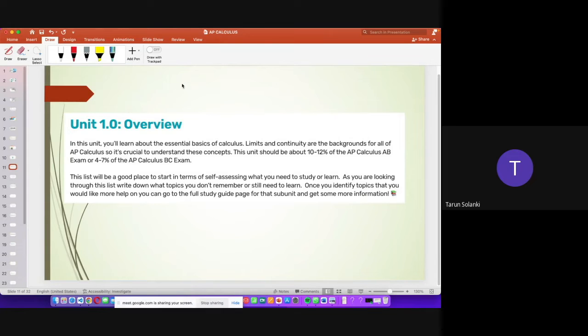So this list will be a good place to start in terms of self-assessing what you need to study or learn. As you look through the list, note the topics you don't remember and still need to relearn. Once you identify the topics you would like more help on, you can go through the full study guide page. After it, you need to get some information from there, right?